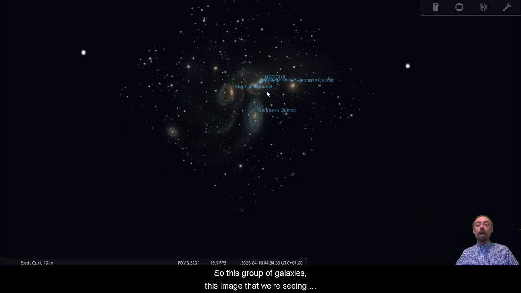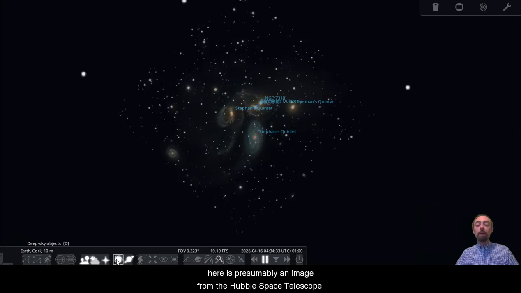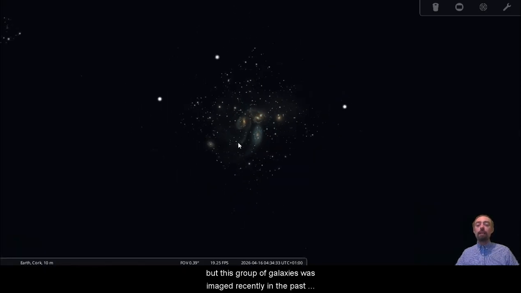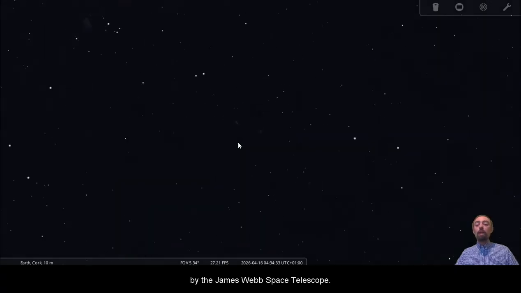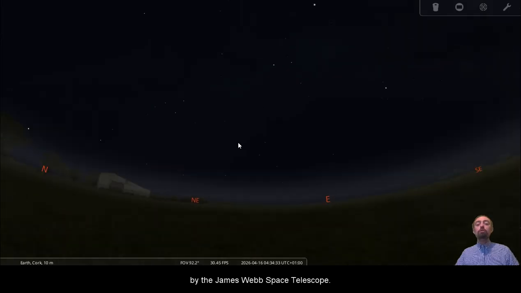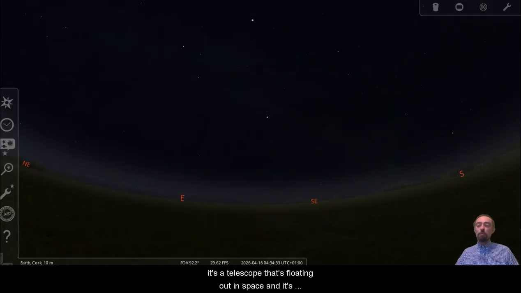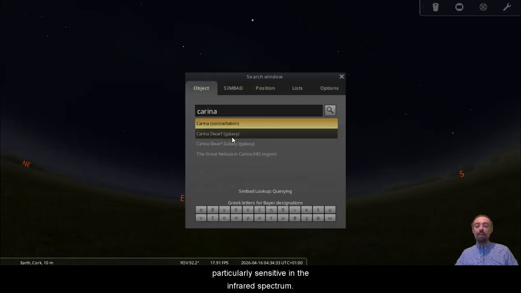So this group of galaxies, this image that we're seeing here, is presumably an image from the Hubble Space Telescope. But this group of galaxies was imaged recently in the past couple of years, back in 2022, by the James Webb Space Telescope. So the James Webb Space Telescope, of course, is a telescope that's floating out in space, and it's particularly sensitive in the infrared spectrum.